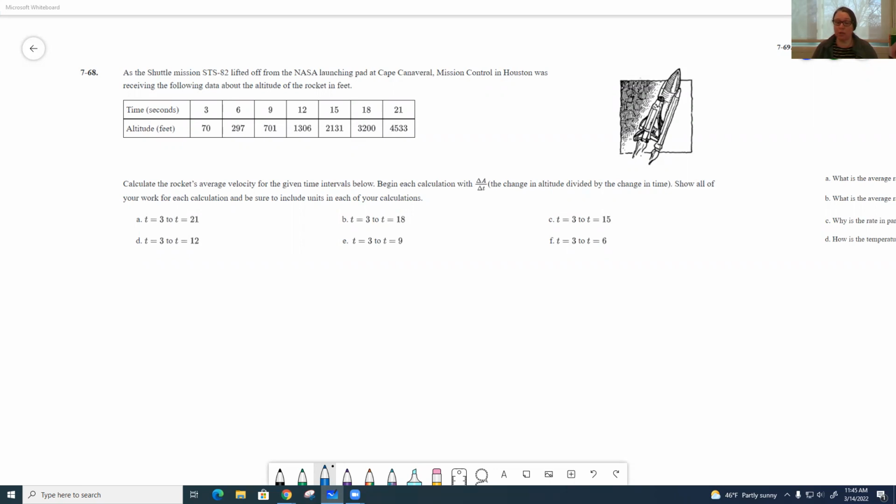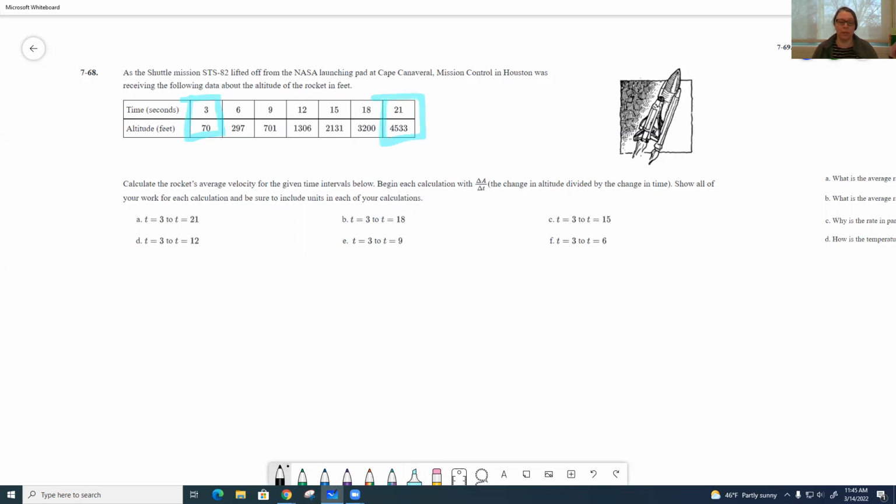So this little triangle here, that's delta. Delta A over delta T. Delta means change. So the change in the altitude divided by the change in the time. It says show your work for each calculation and be sure to include units in each of your calculations. So for part A, we want the change from T equals 3, so that's here, to time 21.